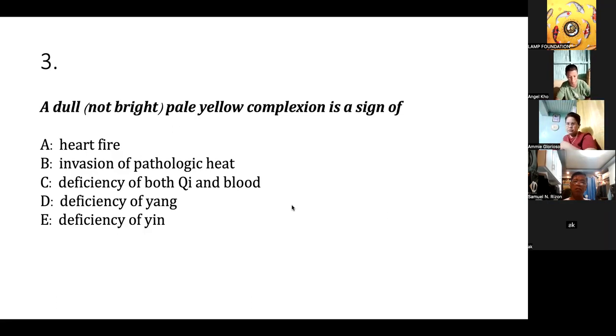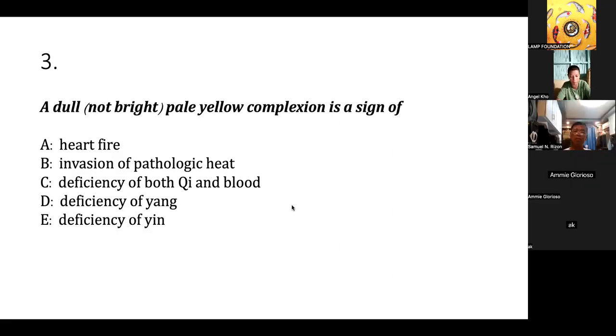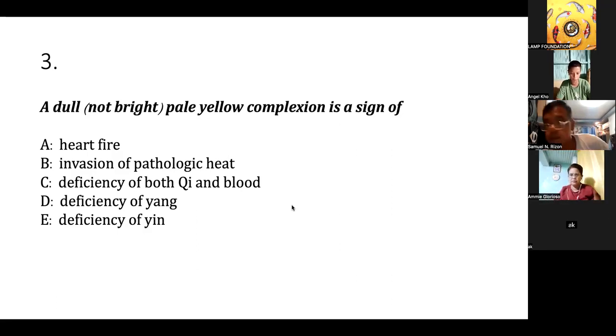Can you follow? Okay. I just want you to not only focus on the complexion because yung assessment natin today is mostly on the tongue. So if you see a patient coming to you with a dull pale yellow complexion, it could be Qi and blood deficiency. Now, what if isa lang? Kasi syempre, pag may Qi deficiency, magkakaroon ka rin ng blood deficiency. Kasi Qi is the mother, Qi is the commander of blood.